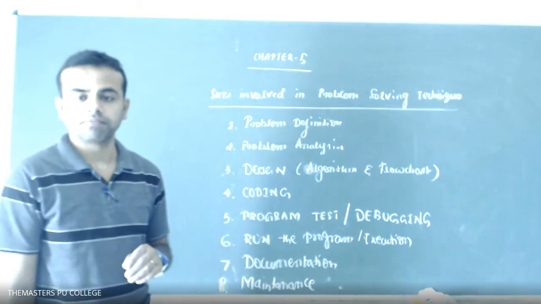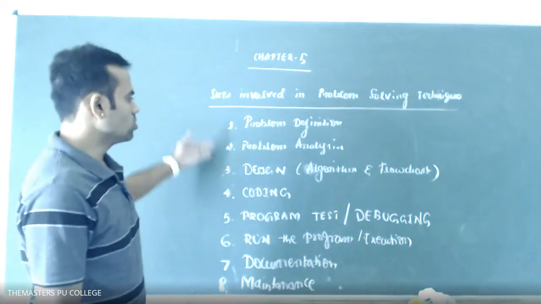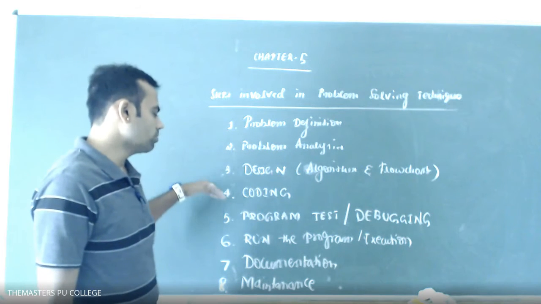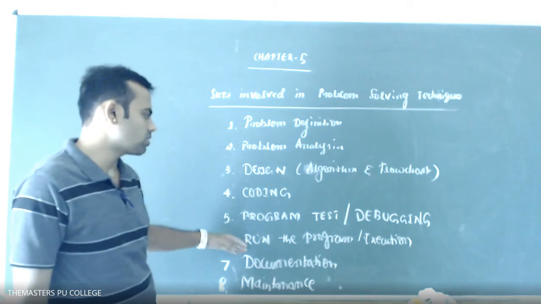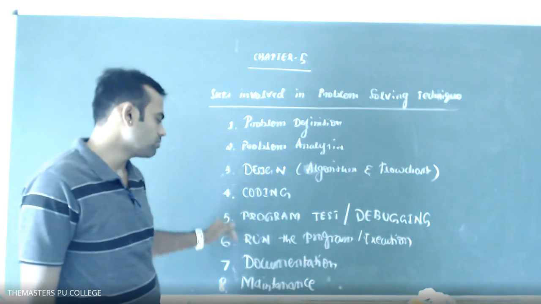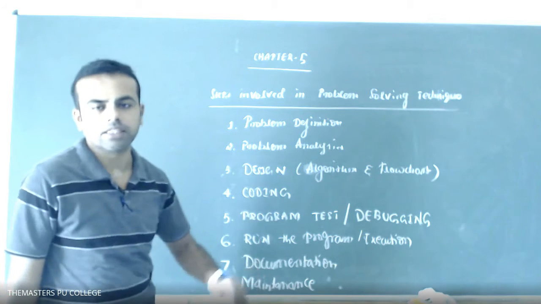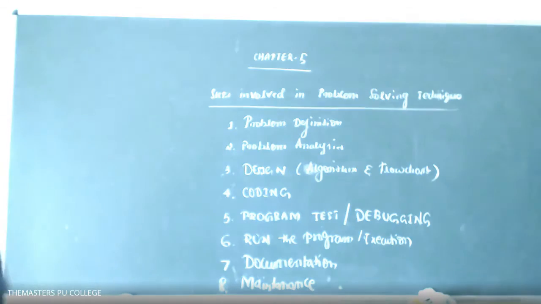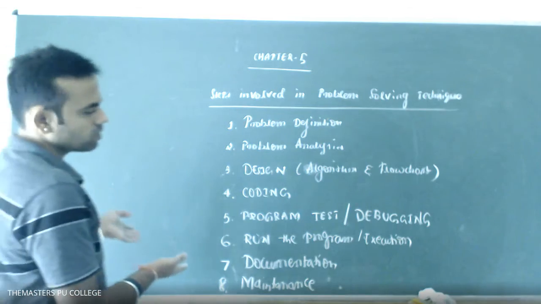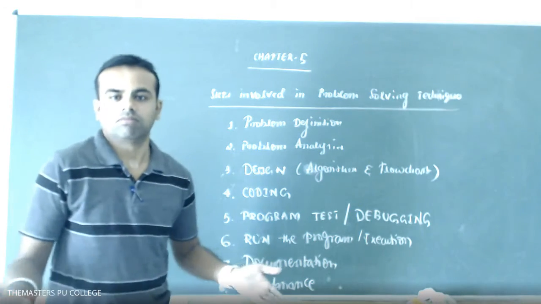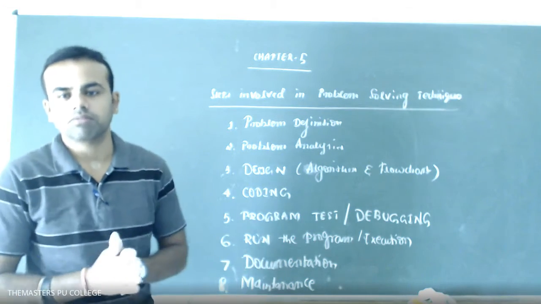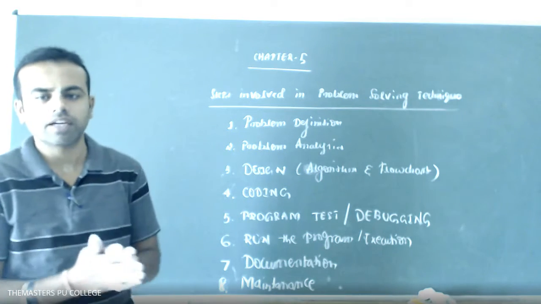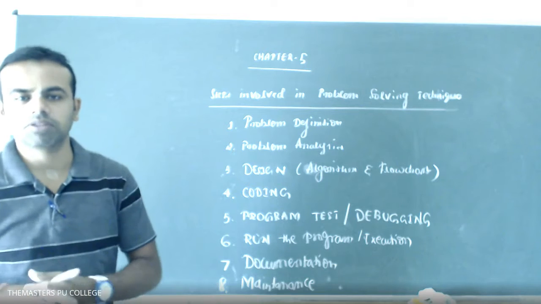Is it clear? So: problem definition, problem analysis, design, coding, program test, debugging, run the program, documentation, maintenance. Just write all the steps. We'll go one by one. Completing the steps is completing your chapter. This chapter includes the steps, so if you finish on time, we are done with this chapter.